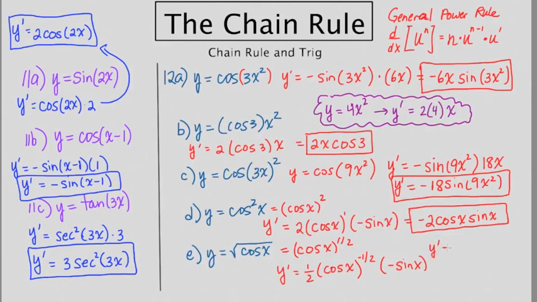Let's see if I can write small with this horrible pen. We have on top negative sine x. And on the bottom there's a 2, and there's the square root of cosine x. All right, that was fairly successful.